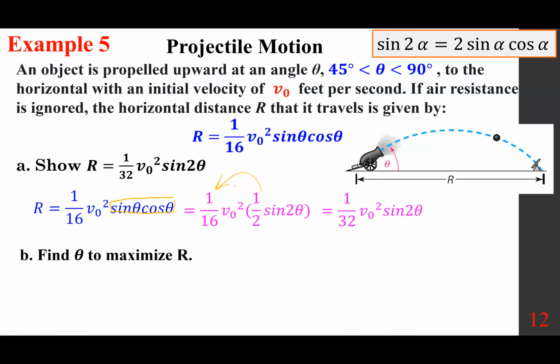Find theta to maximize r. Well, here's r. What could maximize this? Sine 2 theta has a maximum value of 1, and it can't be larger than that. So when would that be? 2 theta equals pi over 2 results in sine 2 theta being 1. This is the maximum value because sine is between -1 and 1. We have no choice. Therefore, theta can only be half of pi over 2, or pi over 4.